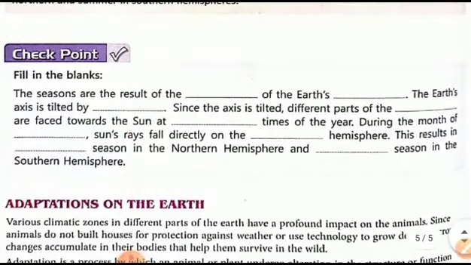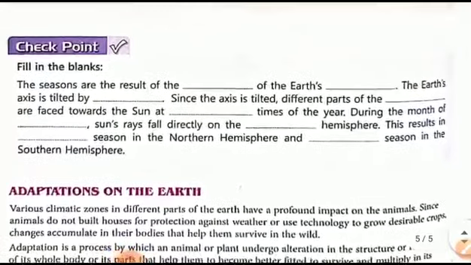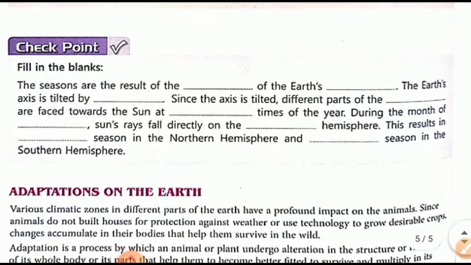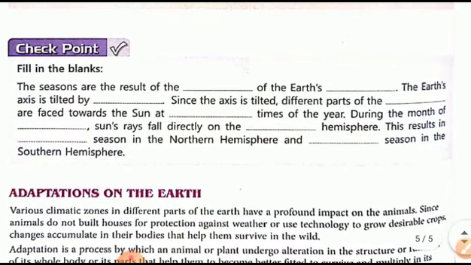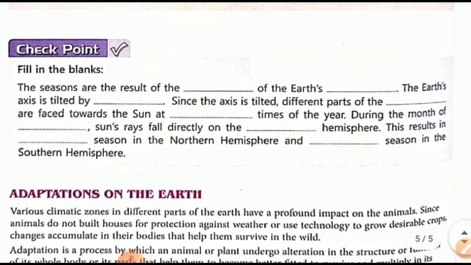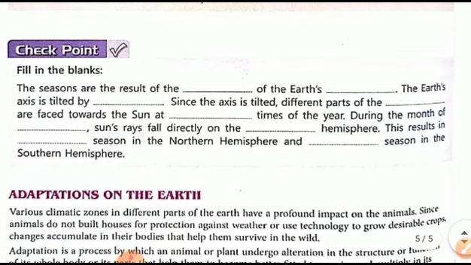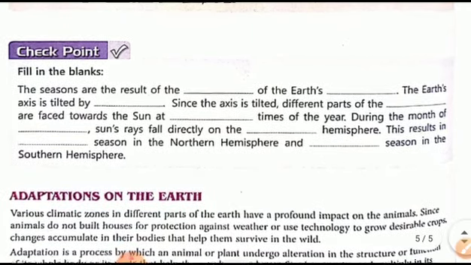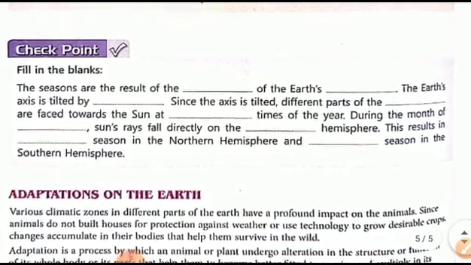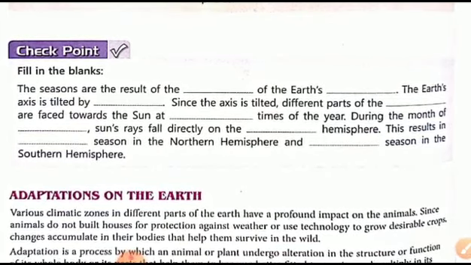Now come to the checkpoint. The seasons are the result of the tilt of the earth's axis. The earth's axis is tilted by 23.45 degrees. Since the axis is tilted, different parts of the earth face toward the sun at different times of the year. During the month of June, sun rays fall directly on the northern hemisphere. This results in the summer season in the northern hemisphere and the winter season in the southern hemisphere. In this way you will write the checkpoint.